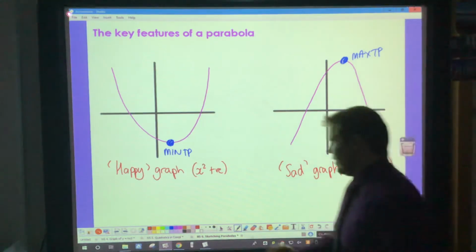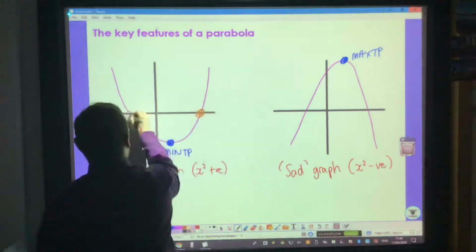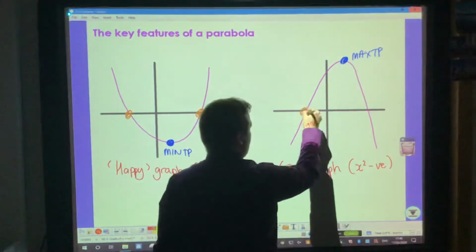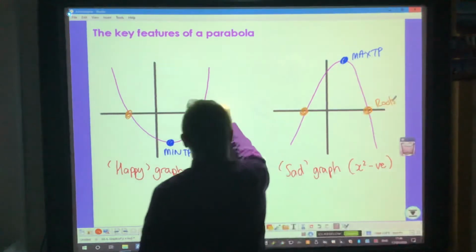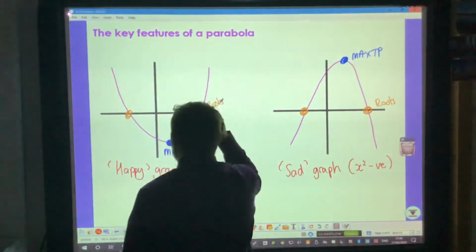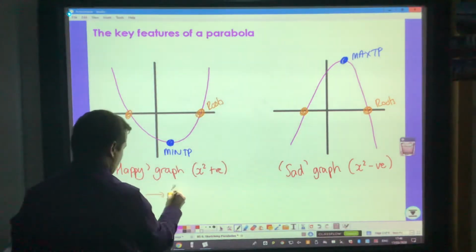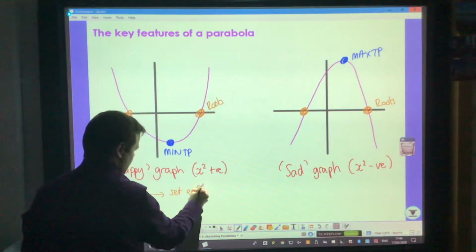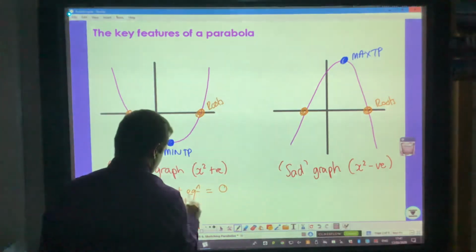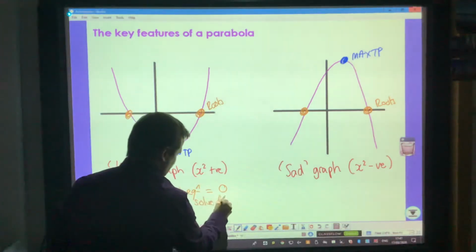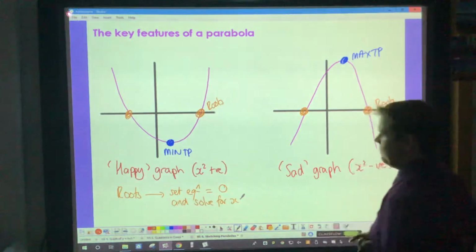Okay, we've got some other things. These things I'm going to highlight in orange. These are called the roots. Okay, they are the roots. And the roots, we set the equation equal to 0 and solve for x. Okay, likewise with the other one.